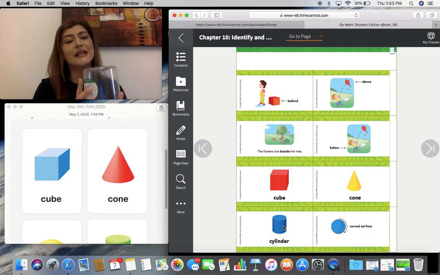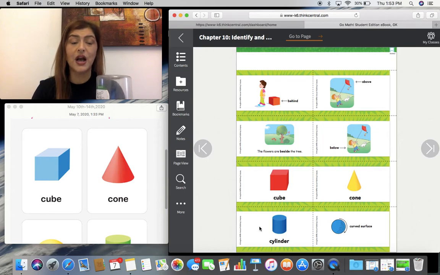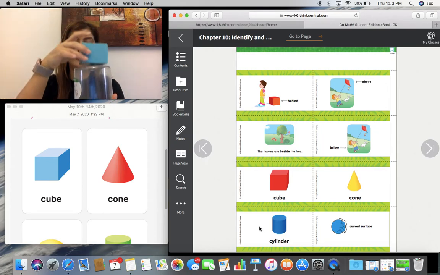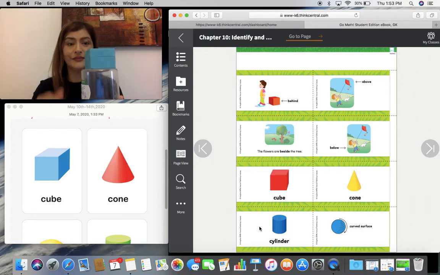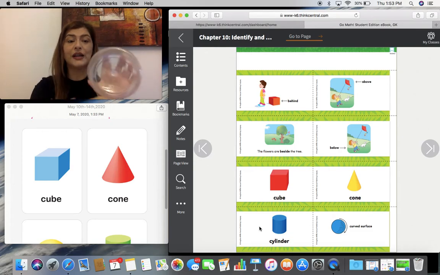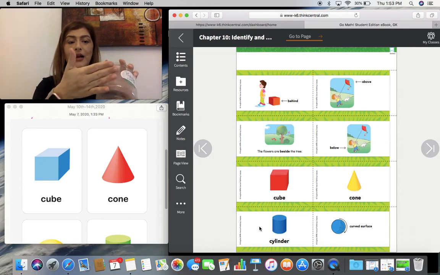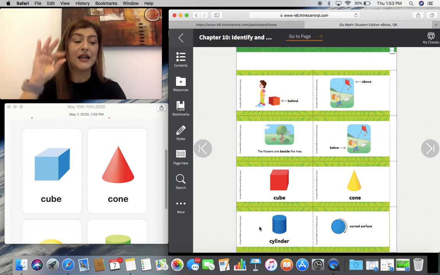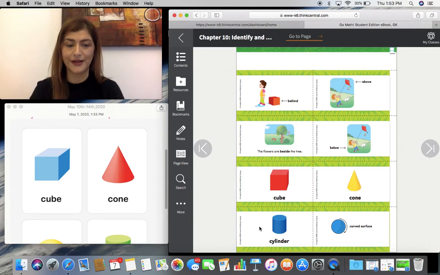Do you think it can stack? If I put a cube on top of it, will it stand? Let's see. So a cylinder can roll, slide, and stack. It can do 3 things.